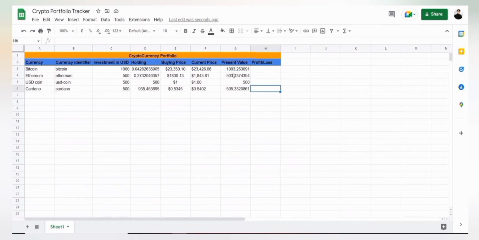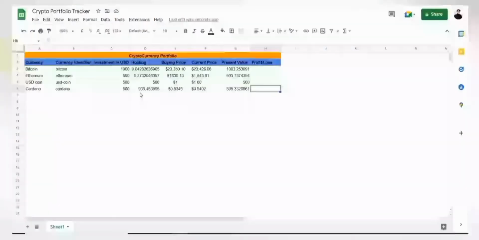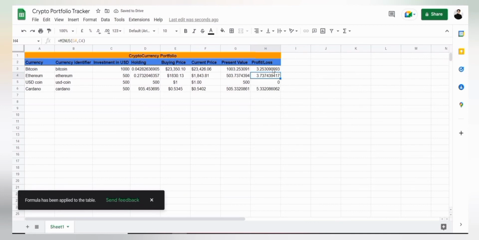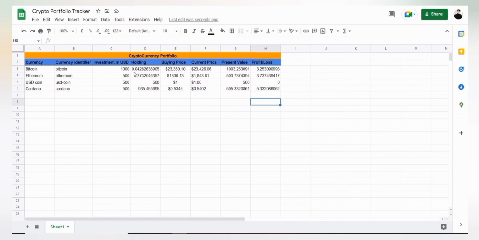And finally, for our profit and loss section, we're just going to subtract our investment from our present value. So, let's enter equals minus G3, comma C3. Let's close the bracket and press enter. Take the suggested autofill, and there we have it, the profit or loss from each currency. And that's about it. That's how you create a crypto portfolio tracker using Google Sheets.